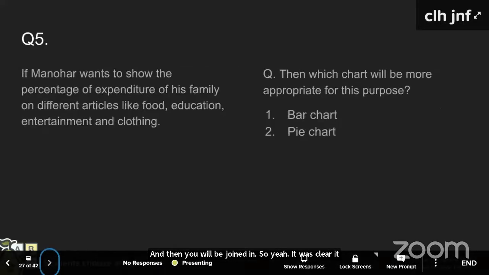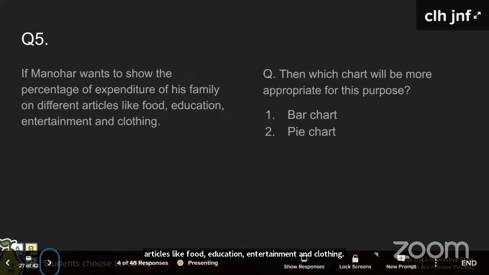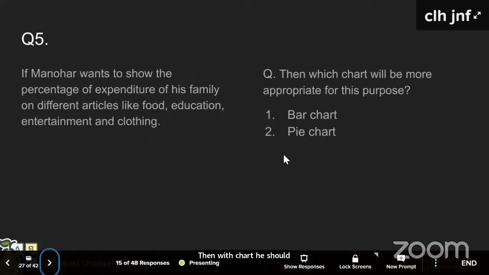The similar another one: if Manohar wants to show the percentage of expenditure of his family on different articles like food, education, entertainment, and clothing, then which chart should he prefer?